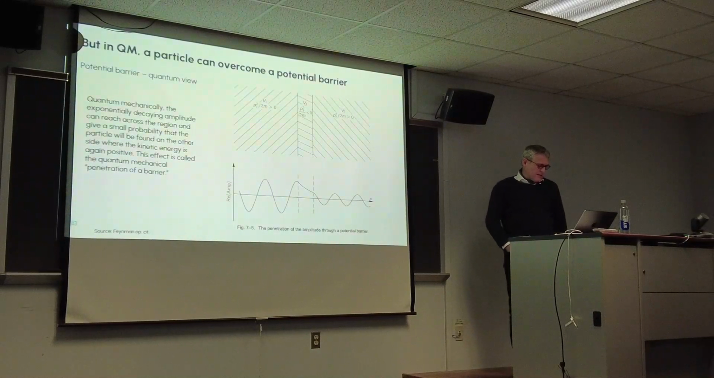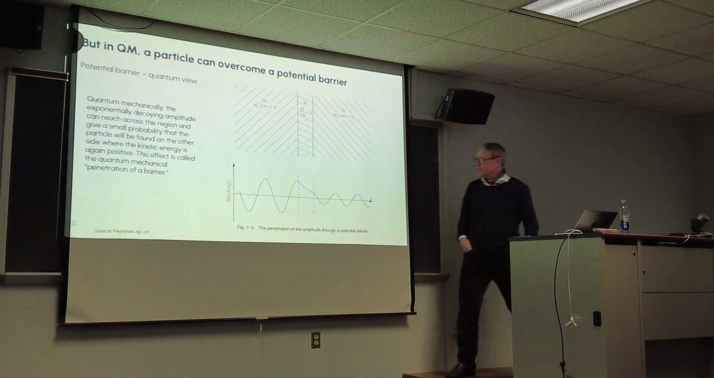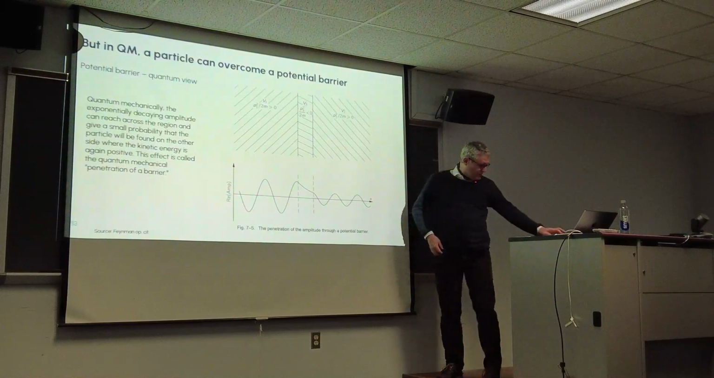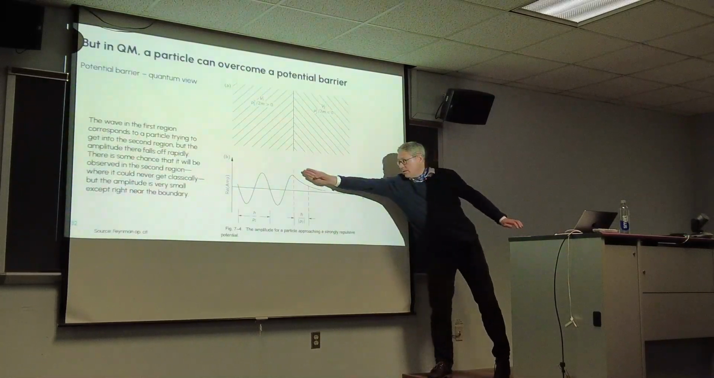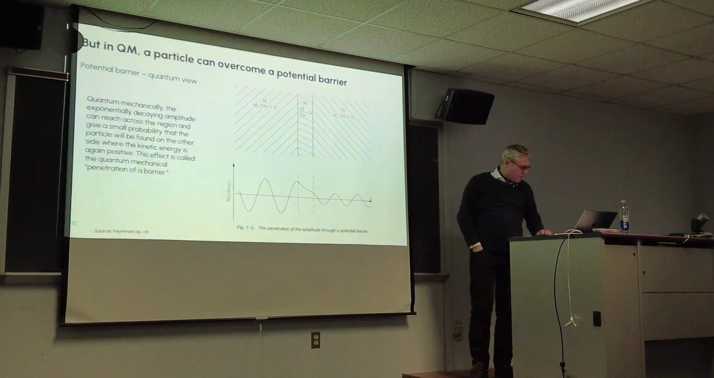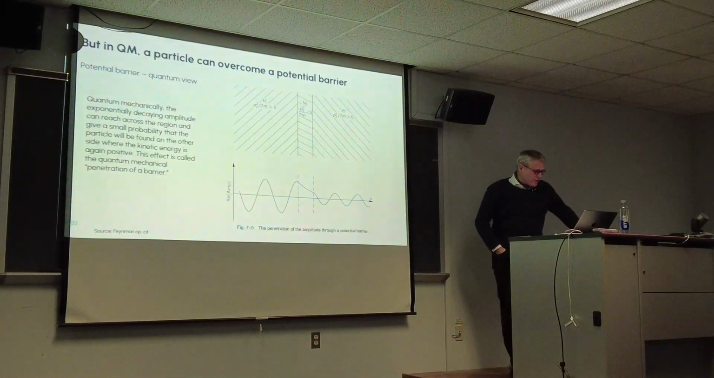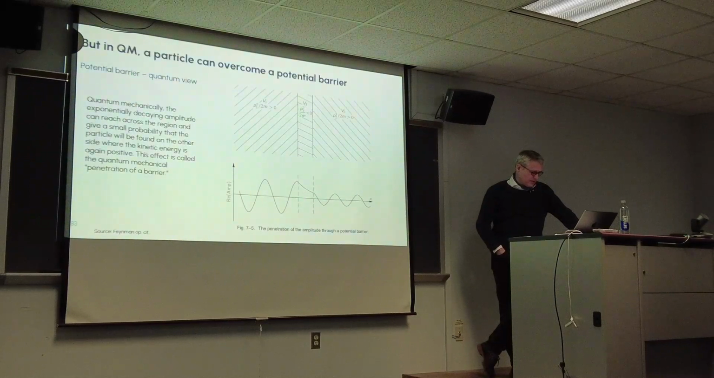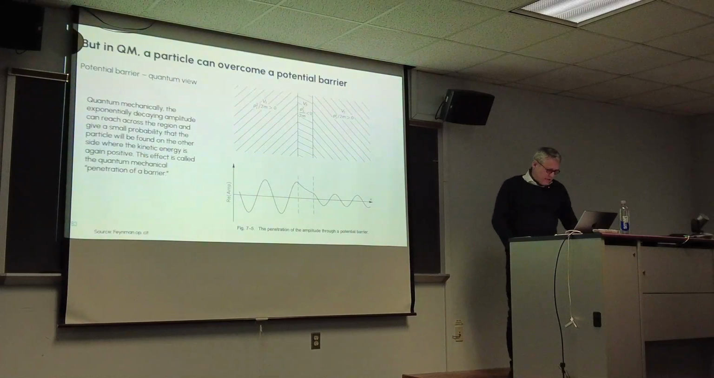So Feynman says the exponentially decaying amplitude, which we've seen here, this declining amplitude can reach across the region and give a small probability that the particle will be found on the other side where the kinetic energy is again positive. This is called the quantum mechanical penetration of the barrier. And you can see it here.